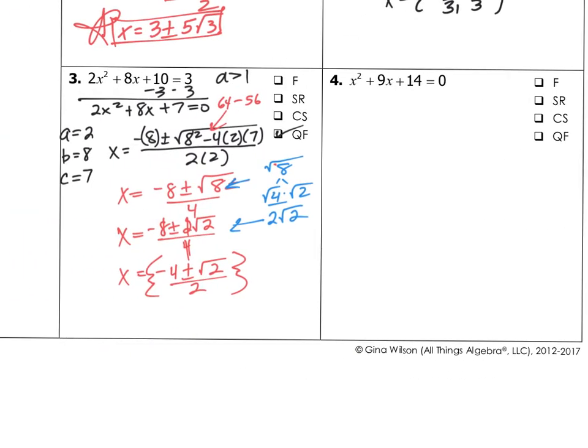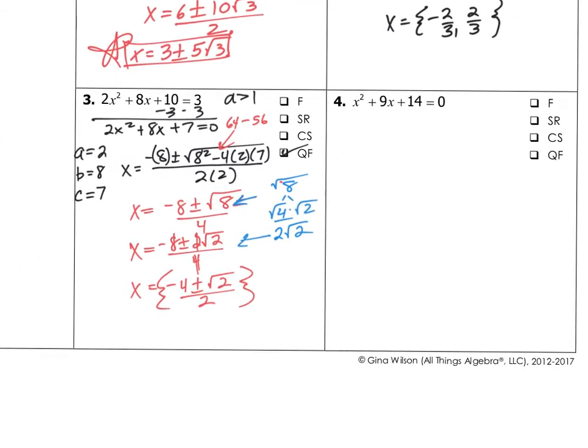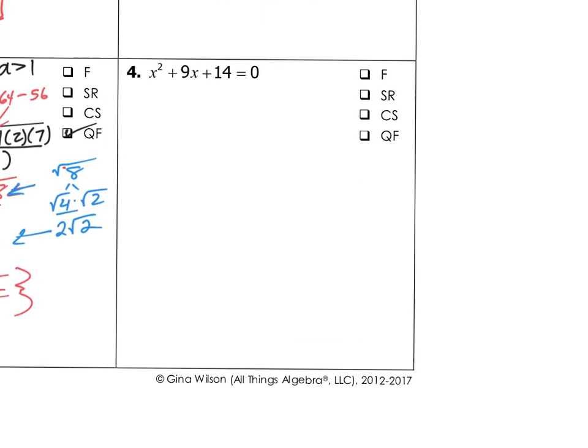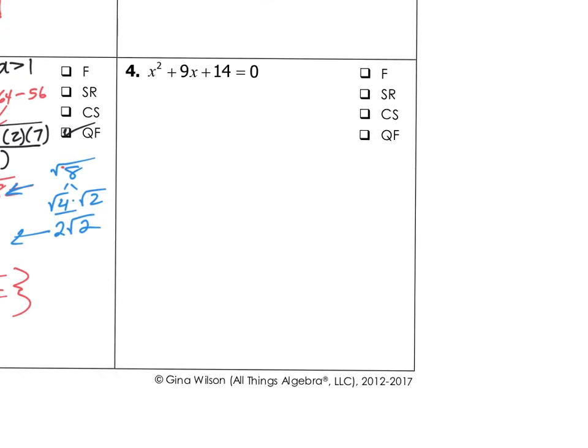Gosh, getting a lot of irrational answers here. No big deal. We need to get comfortable with those. Number 4, factors of 14 that add up to equal 9. Yes, this is my factoring example. So, factors of 14, 14 and 1, 7 and 2. 7 and 2 will add up to give me 9. So I have x plus 7, x plus 2 equals 0.